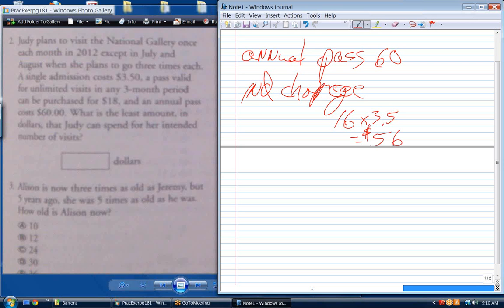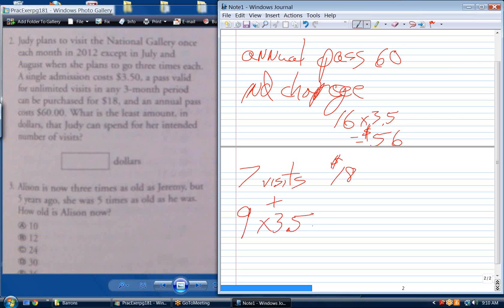And what's the third option? 3-month period for $18. And clearly she would take the 3-month period that covers July and August. So it would be $18 to cover 7 visits. Plus you would have how many at the individual rate? 9. So 9 times 3.50.